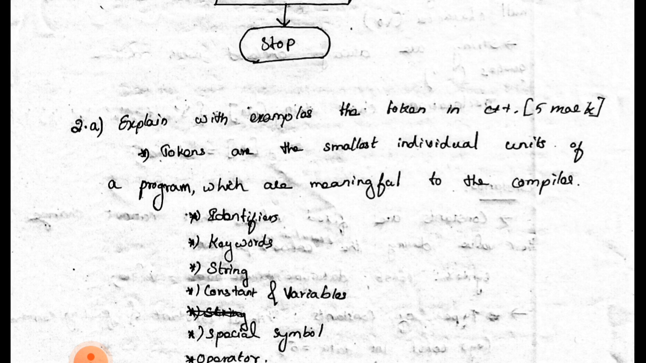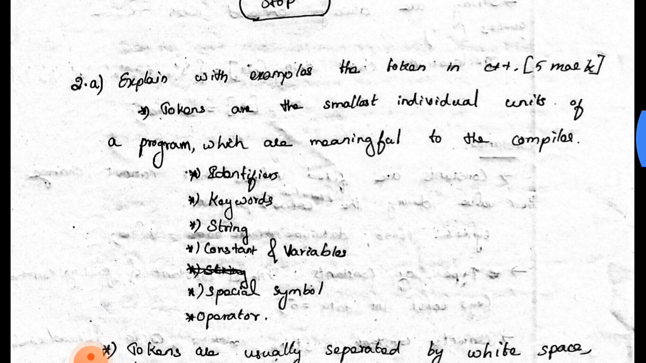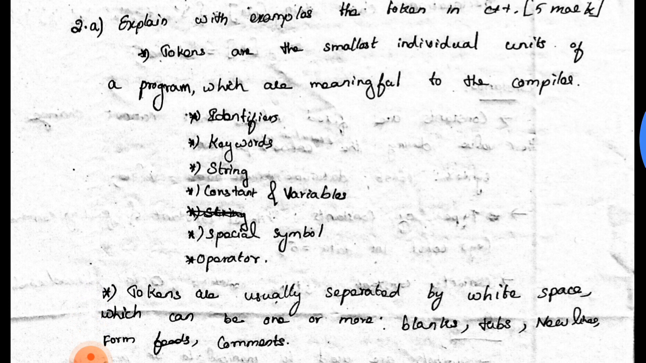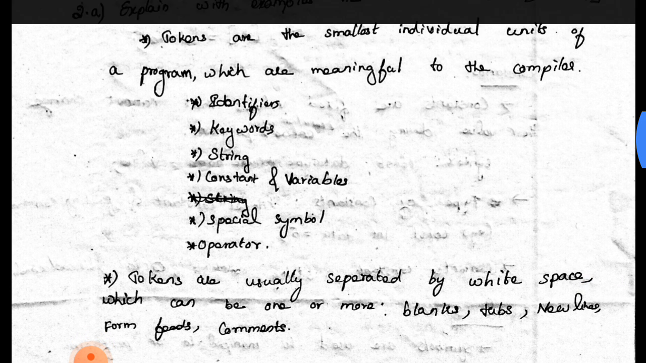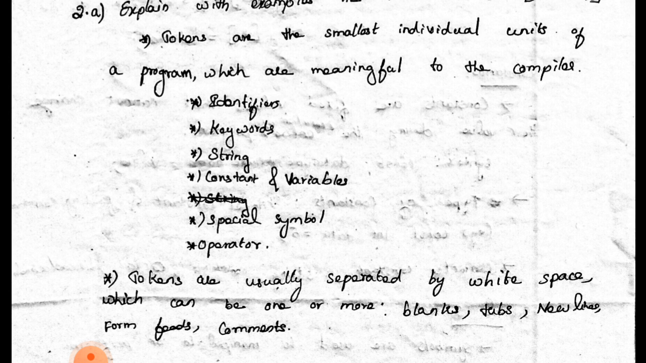Explain with an example the tokens in C++. In C++, a token means a small individual unit of a program, which is meaningful to the compiler. That means the compiler can understand the token in a program. Tokens are classified as identifiers, keywords, strings, constants and variables, special symbols, operators. Tokens are separated by white space, which can be blanks, tabs, etc.